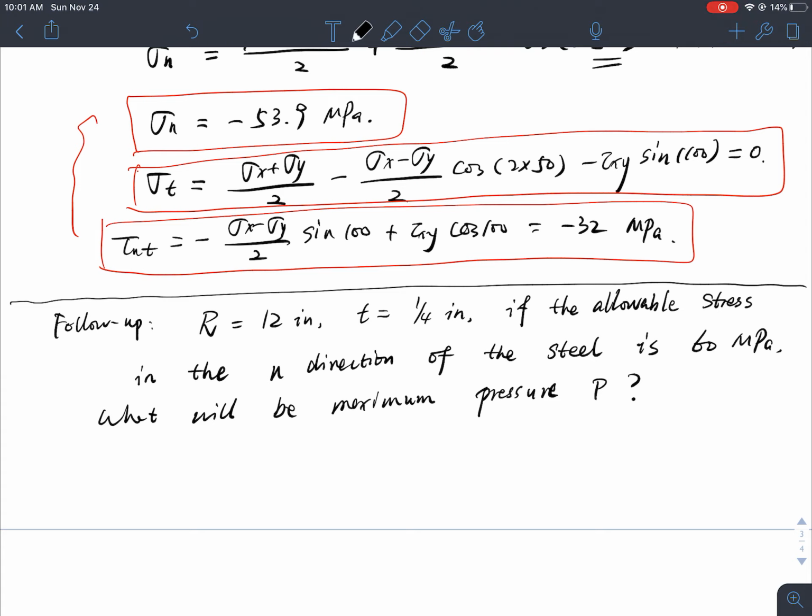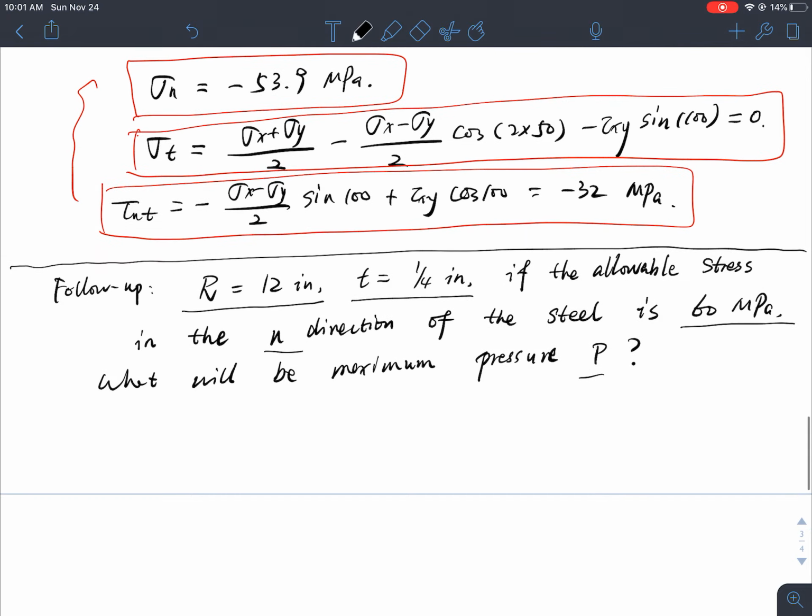Okay, so now let me turn the table around. I say if the radius of the pressure vessel is 12 inches, T is 1/4 inch, and I tell you the allowable stress in n direction is 60 megapascal, what will be the maximum pressure P?